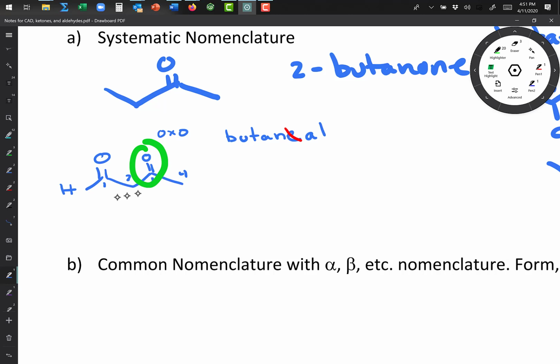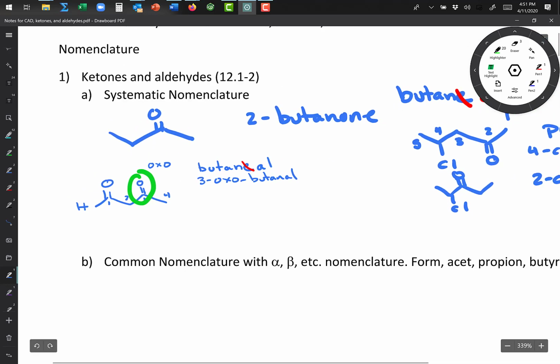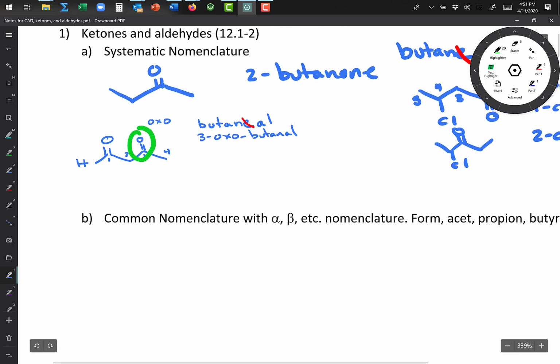And it's on the number 3 carbon. So now this is 3-oxo-butanal. Okay, so that's it really for the nomenclature. Nothing really remarkably different than anything we've done before.